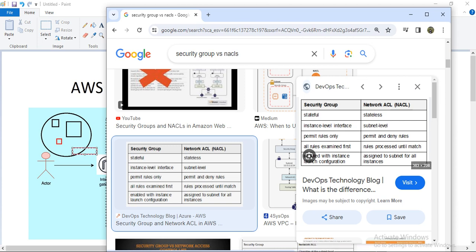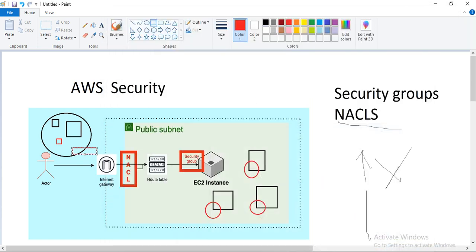So this was a quick overview of AWS security. If you have any quick query, you can ask me in the comment section.